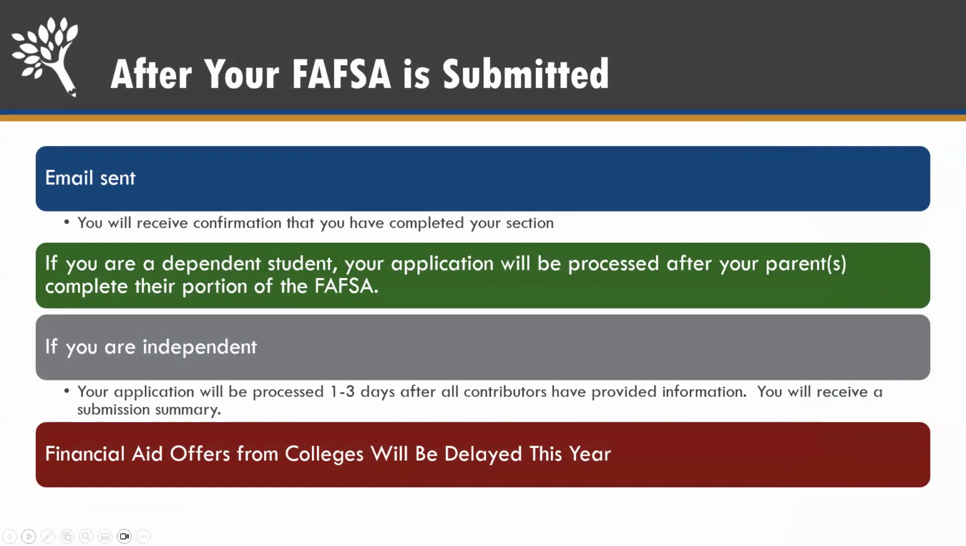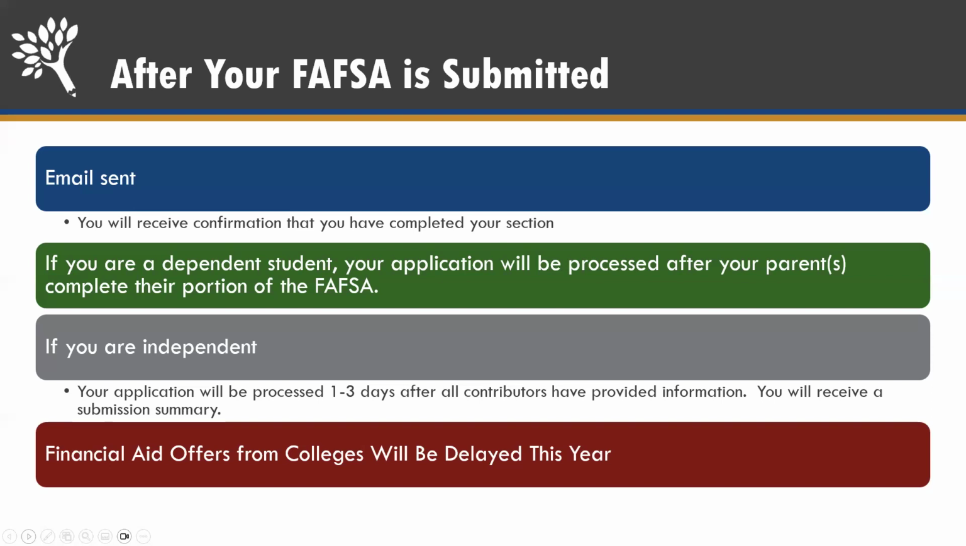And I just want to let you all know that financial aid offers, or what you hear called award letters, they're going to be delayed this year. And so information got to the colleges much later than it normally does. And you may not see award letters or financial aid offers until May, June, even into the early summer.